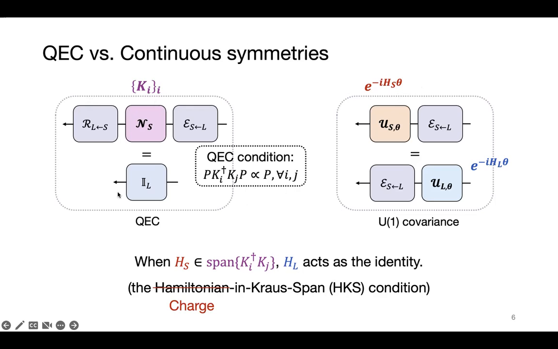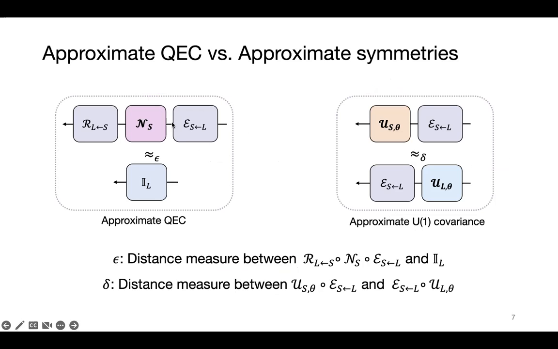And since we cannot simultaneously have a good error correcting code and an exact covariant code, we are going to consider the approximate case. So we will use two different parameters, epsilon and delta, to quantify the degree of error correction and the degree of U1 covariance. So basically, epsilon is going to be the distance between this error corrected noisy channel and the identity operation. In particular, we will use the purified distance, and we are going to minimize the distance over all possible decoding channels to find the optimal decoding channel.